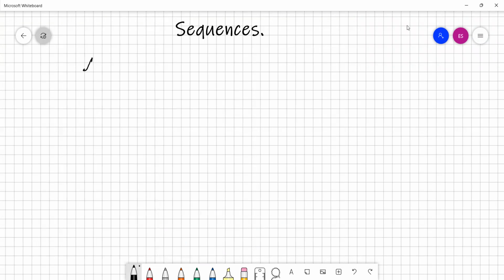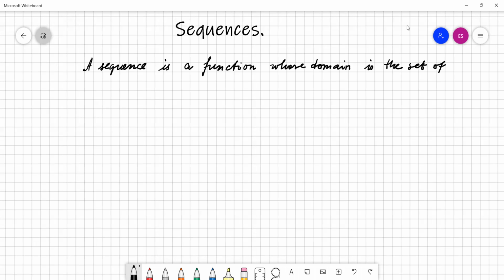So a sequence is a function whose domain is the set of positive integers.